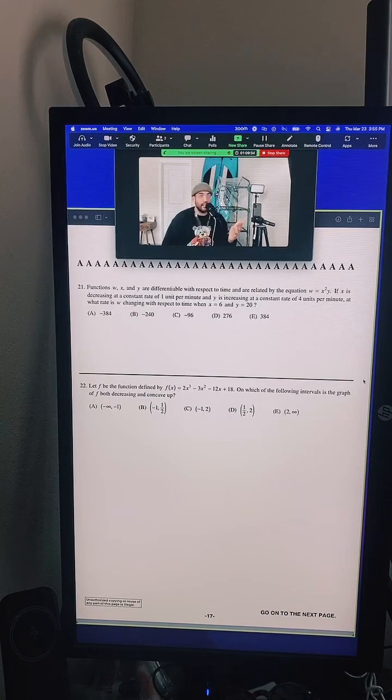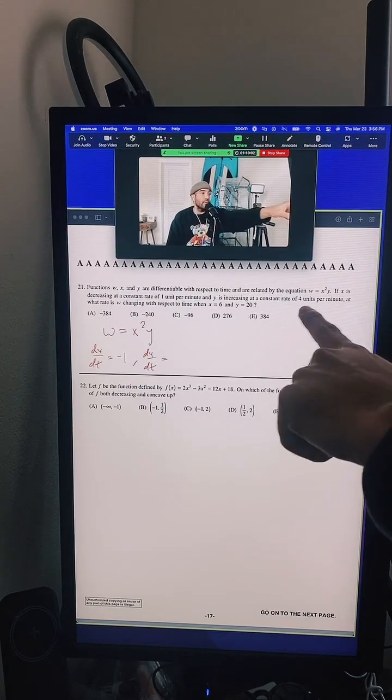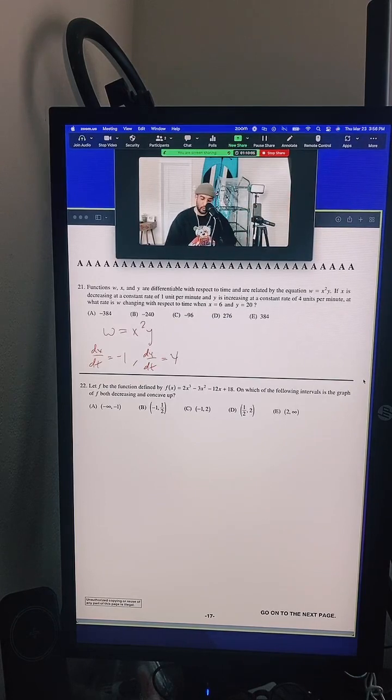So, I need to be on Zoom at the same time. Someone said implicit. This is technically implicit, but this is going to be a related rates problem, AKA an implicit problem. So W is equal to x squared y. That's the equation. Then they say that x is decreasing at a rate of 1 unit per minute. They're talking about a rate. So that means that dx/dt is equal to -1 because it's decreasing. And then y, so dy/dt, is increasing at a rate of 4 units per minute. That's what they tell you. So we need to find dw/dt when x is equal to 6, y is equal to 20.